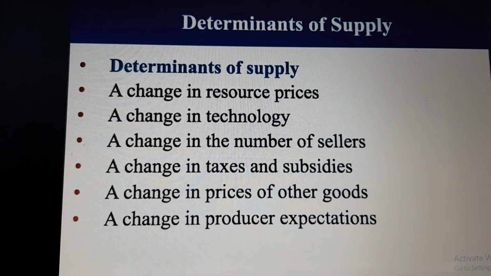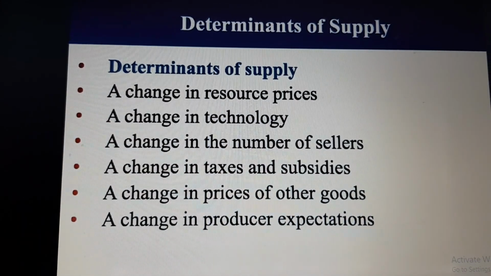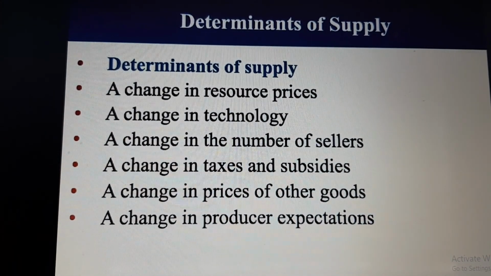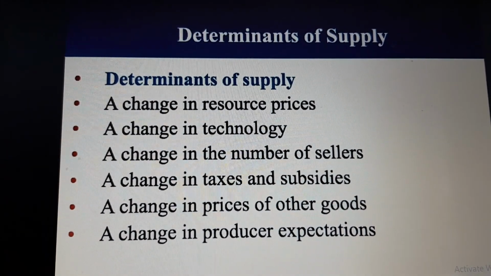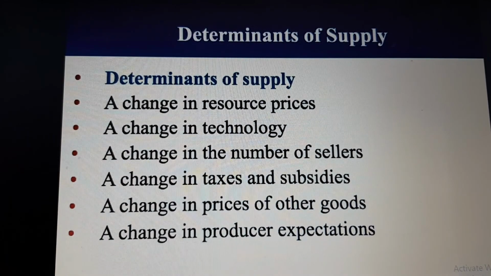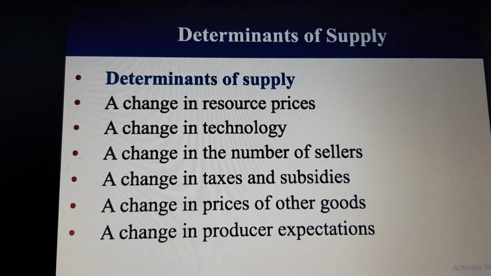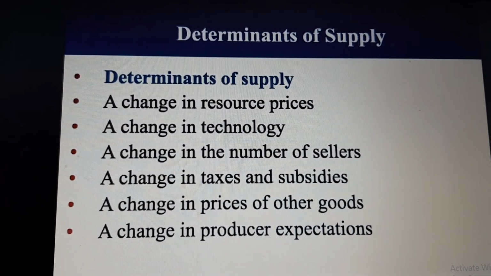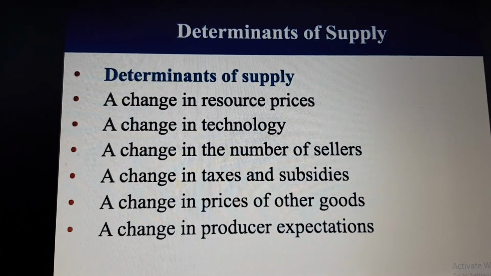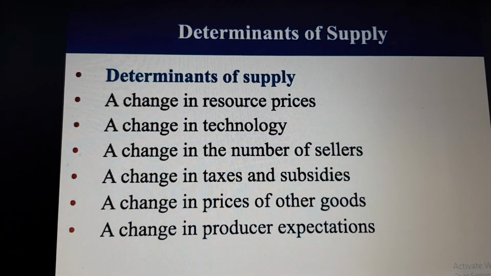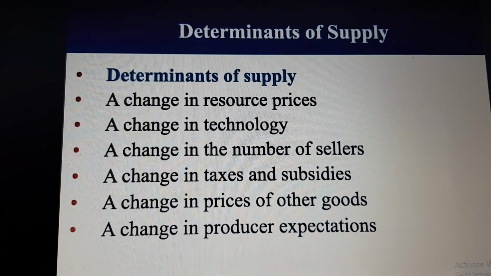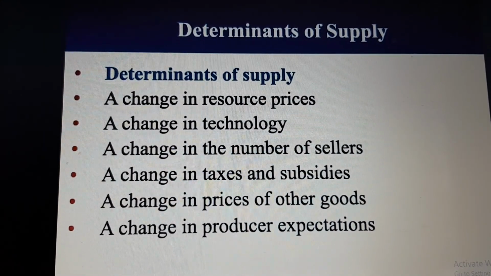Okay. Also, a change in prices of other goods can shift the supply curve. So, let's say a farmer has a fixed amount of land and he grows wheat and corn, and let's say the price of wheat drops, so it's not as profitable to grow wheat. So instead, they decide to grow more corn. So the supply curve for wheat shifts to the left, and the supply curve for corn shifts to the right.